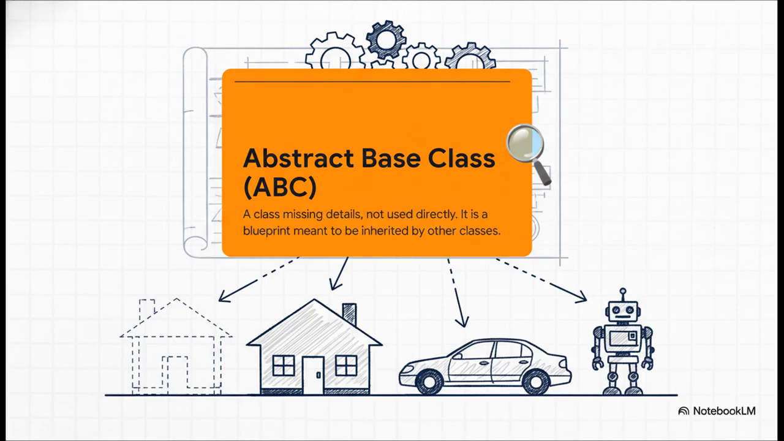So to put it a bit more formally, an abstract base class is a class that is intentionally left incomplete. You're not supposed to create an object from it directly. Its entire job is to be a foundation, a base that other more specific classes can build on top of to become complete, usable, concrete objects.